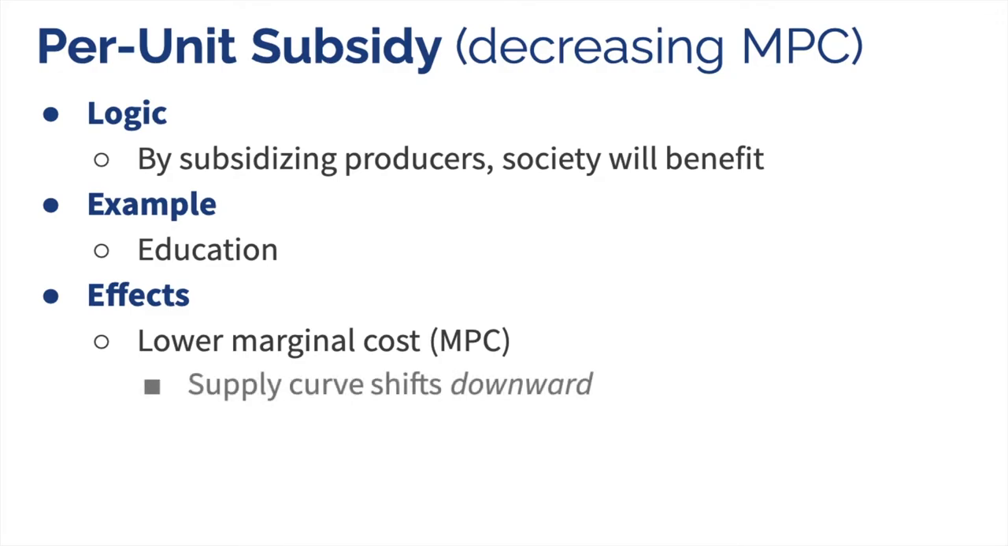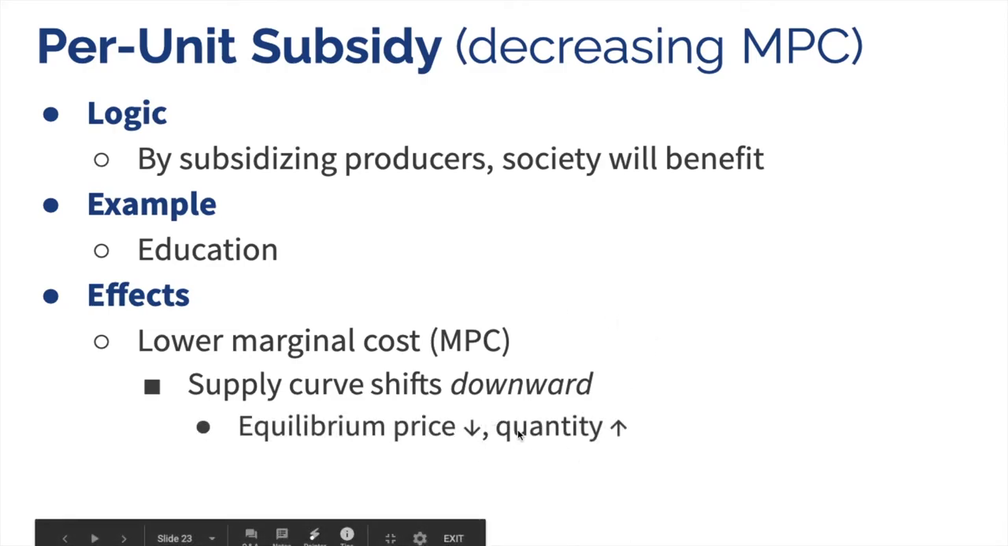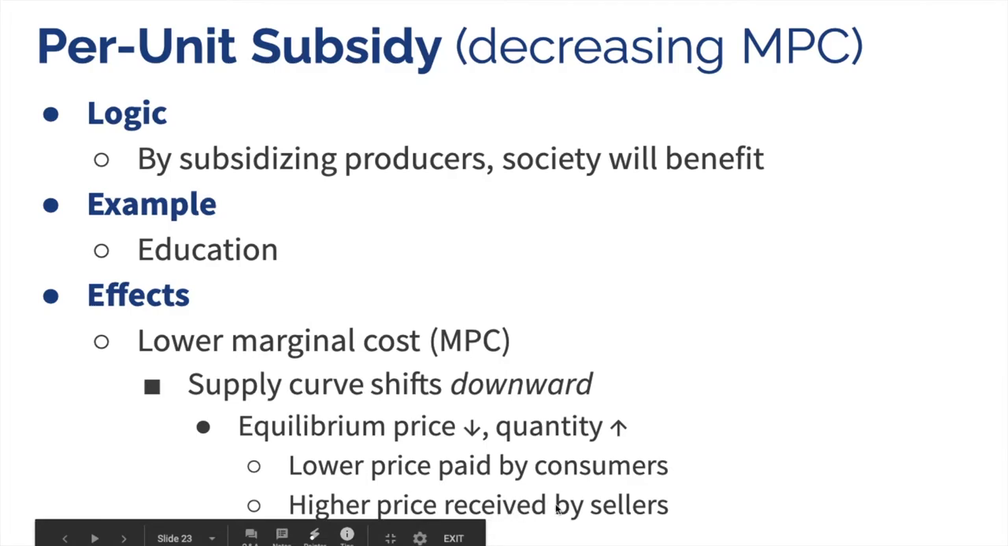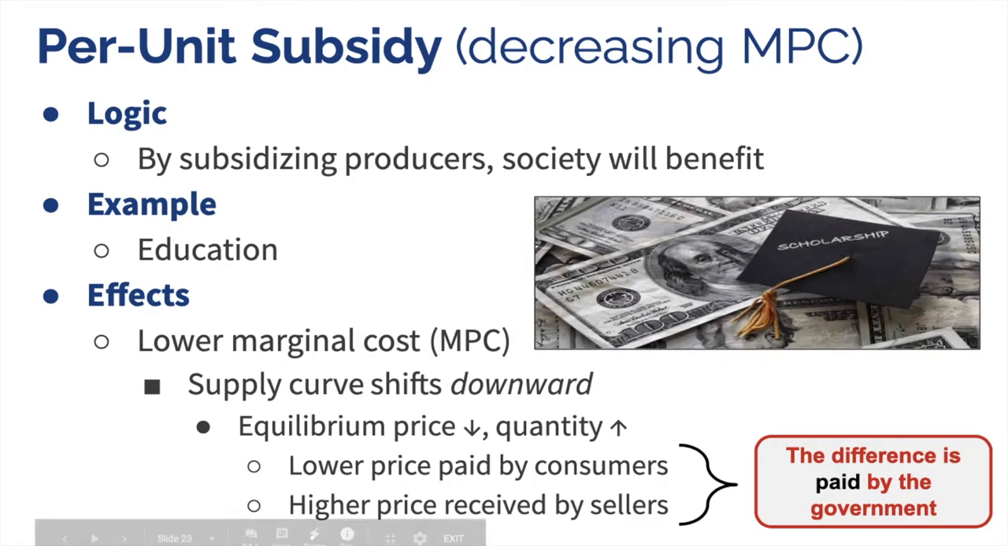There will be a lower marginal cost, which will shift the cost curve downward, which really means that the equilibrium price will decrease and the quantity will increase, because it's costing less for producers to make this good. And so there's a lower price paid by consumers. That's good for us as consumers. And there's a higher price received by sellers. How is that possible? Because of the subsidy. That difference is what the government is paying in terms of the per unit subsidy.